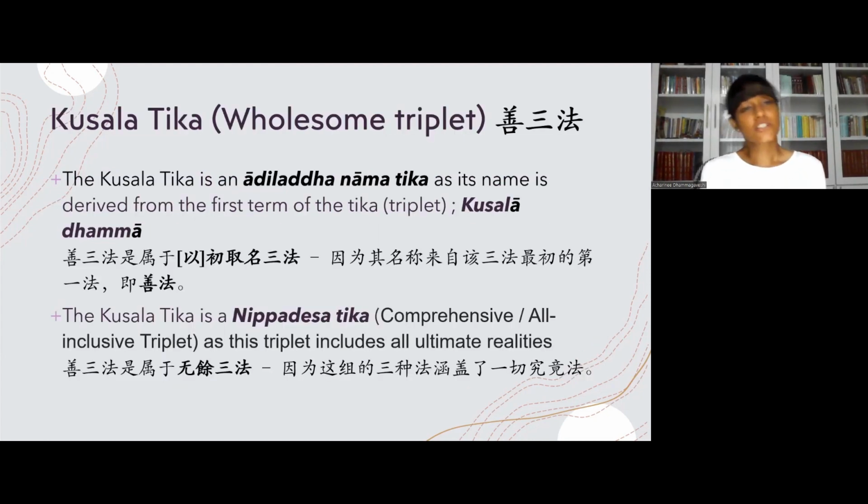So as we mentioned, the Kusala Tika, or the wholesome triplet, is an Adiladda Nama Tika. In other words, it gets its name from the first term, which is Kusala Dhamma. The Kusala Tika is also a Nippadesa Tika, meaning comprehensive or all-inclusive triplet. This is because it includes all the ultimate realities without leaving out anything.